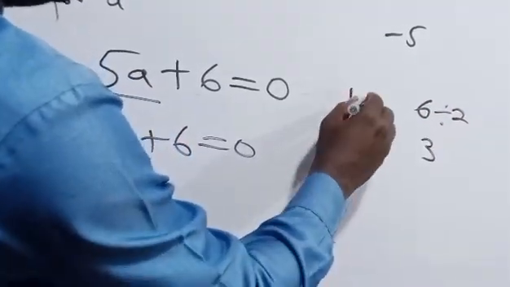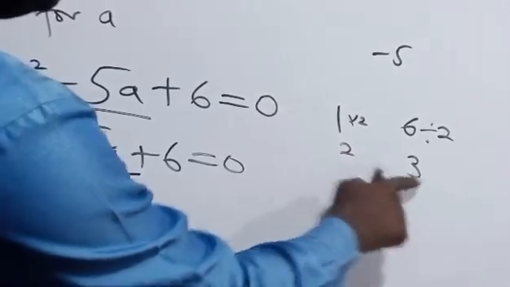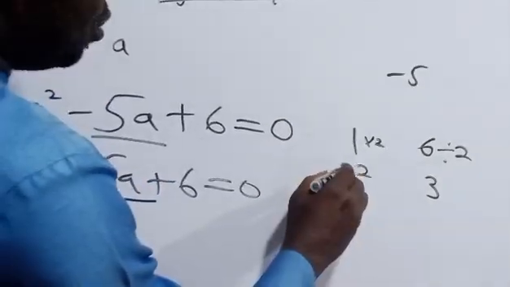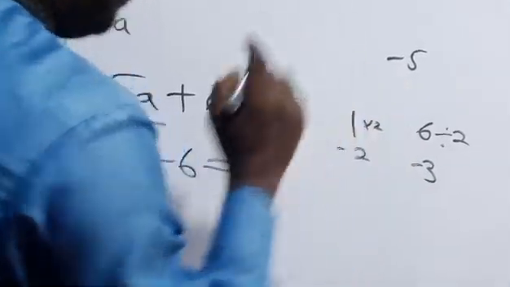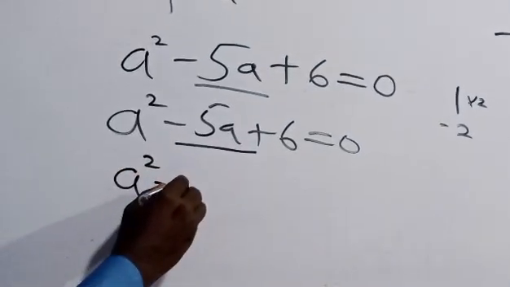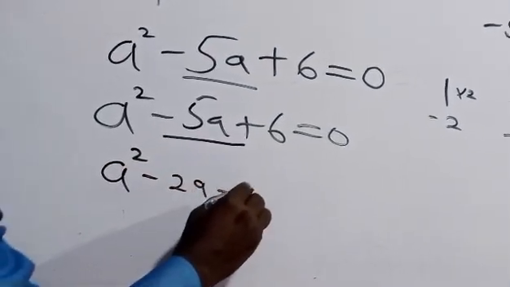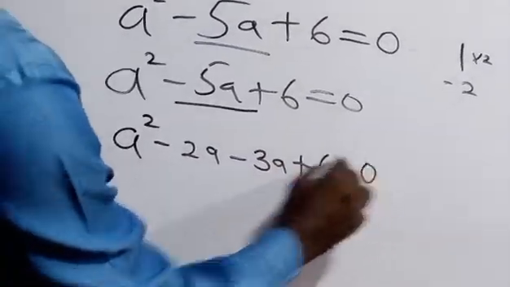Use this 2 to multiply this place. It will give you 2, and 3. What can you do to it to give you this 5? It's possible, so you can introduce your minus. So minus 2 minus 3 can give you minus 5. So I can now come here and say a squared minus 2a minus 3a plus 6 equals 0.